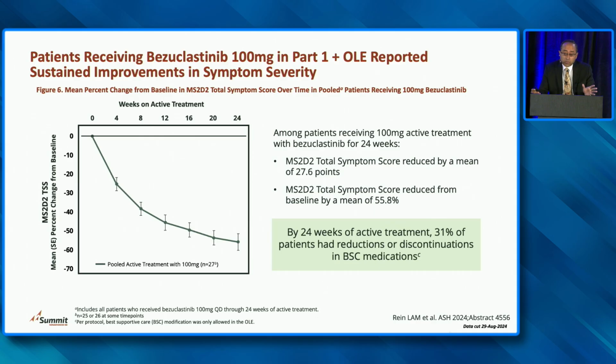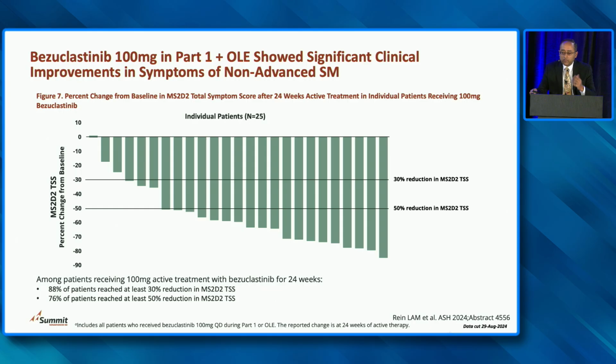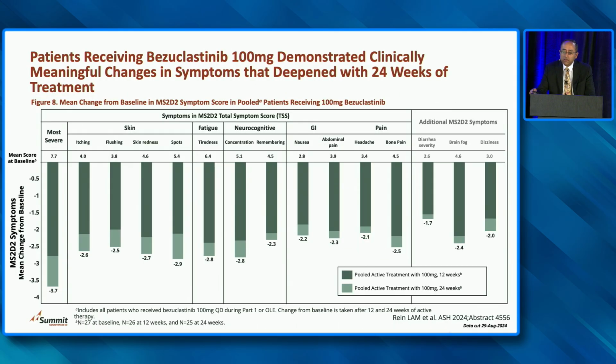Now, one quirk in this field is that every company, every drug actually has a slightly different symptom score, and that's just because they are proprietary. This is a little bit different in MPNs, but here the symptom scores that each product has used are a little different. And then this is waterfall plots, again showing you that 30% and 50% reduction in symptoms that clearly most patients achieve. And this is individual symptoms like we showed with avapritinib.